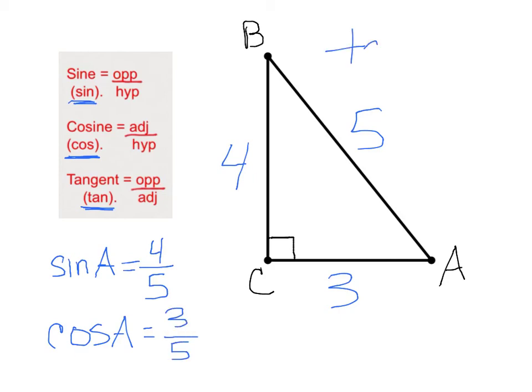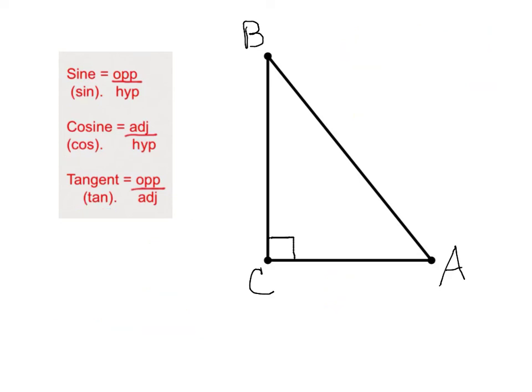And lastly, we'll do tangent of A. So pause and try tangent of A. If you do tangent of A, it's the opposite over the adjacent. Sound good? So we're going to do a lot of this.